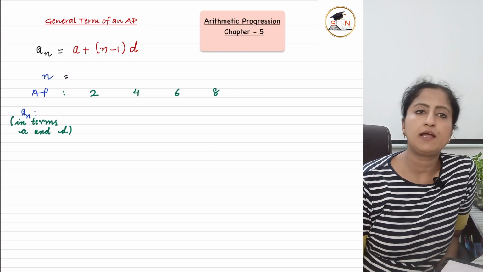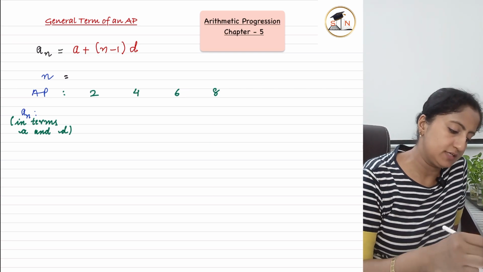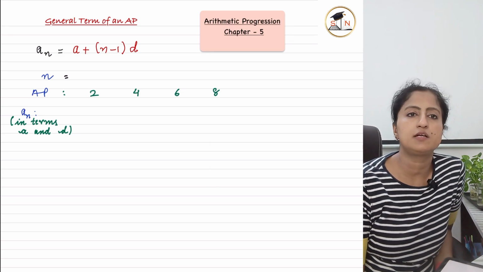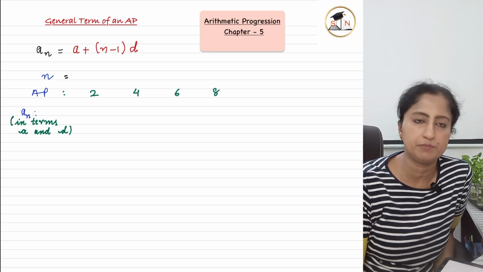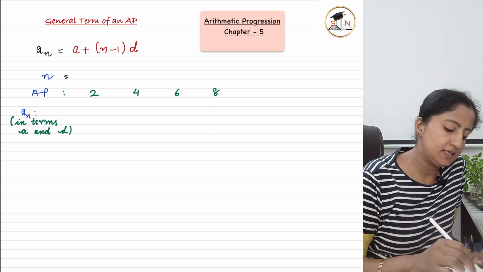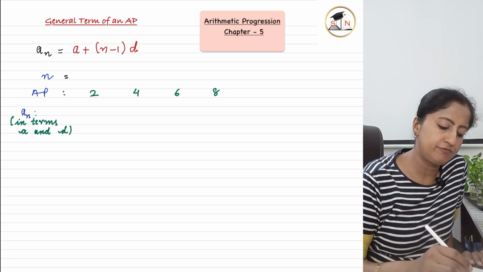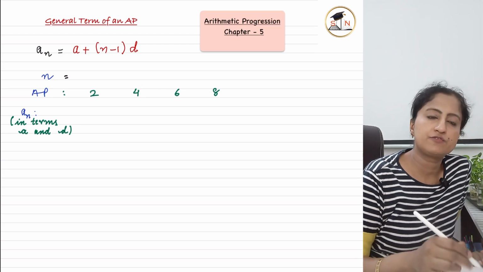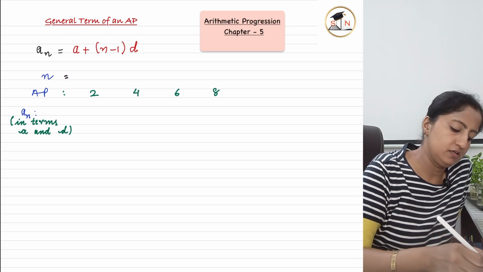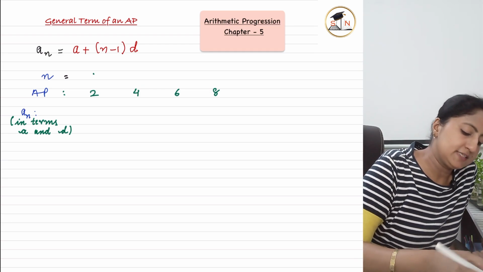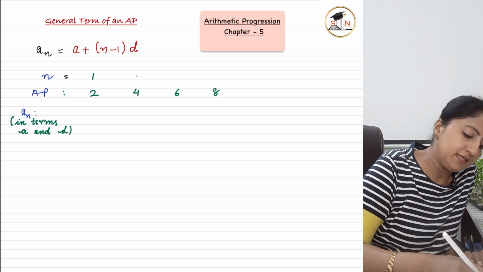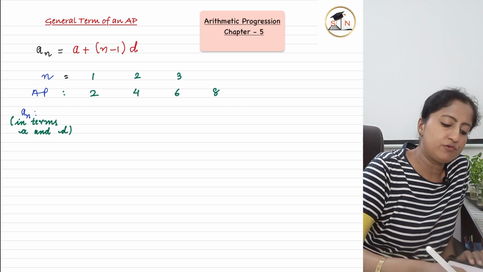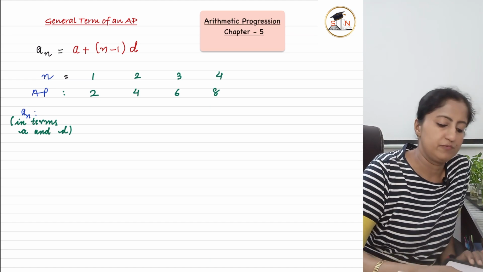Now, how do we arrive at this formula? Let's try to understand. Though there is no proof in the curriculum, you still need to understand how a formula is actually developed. I have taken an example over here, 2, 4, 6, 8 as an AP. What are going to be the values for n for all the terms? First term means n is 1, second term means n is 2, third term means n is 3, and fourth term means n is 4.